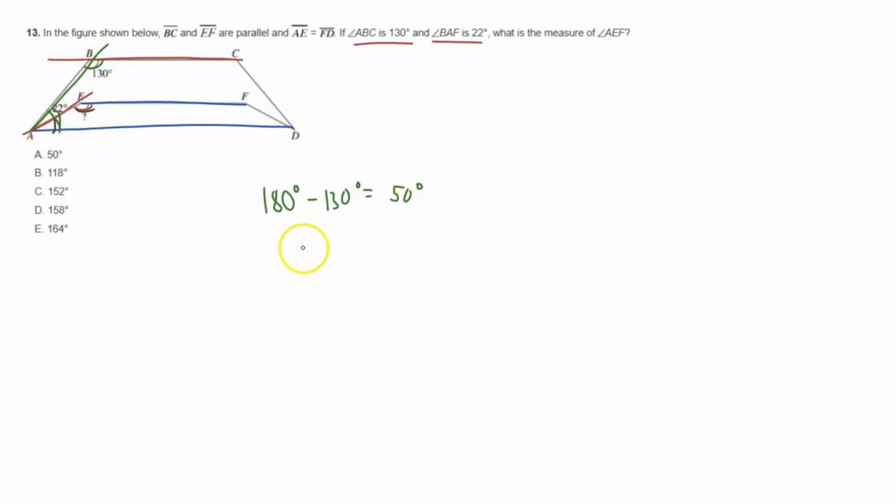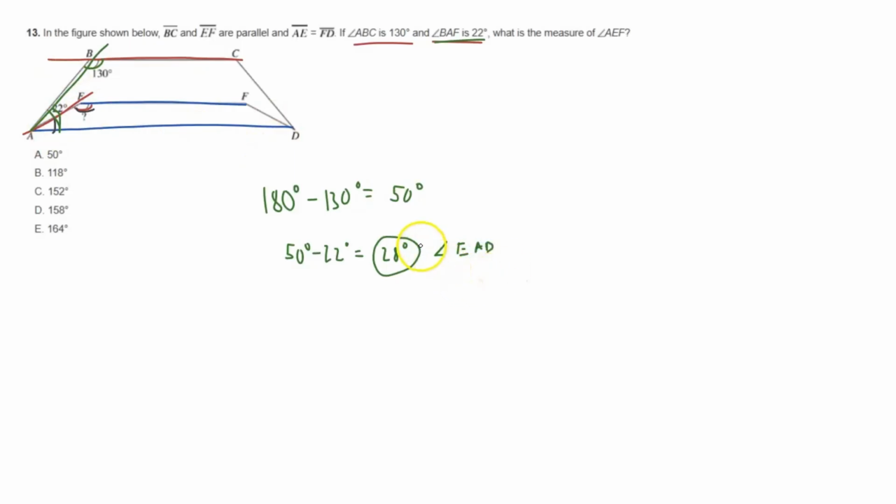So let me just get rid of that. So we have 50 degrees. And then we know originally that our angle of BAF is 22 degrees, so we can subtract 22 degrees away. And so that is going to leave us with 28 degrees. And this 28 degrees right here is our angle EAD. Okay, so let me label that EAD.